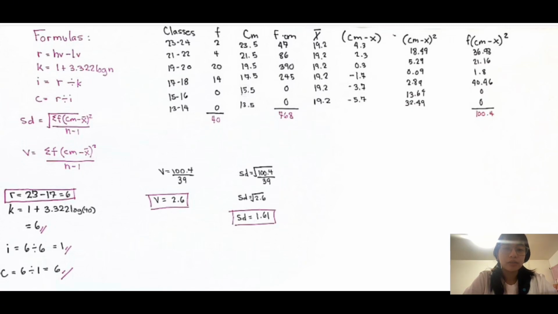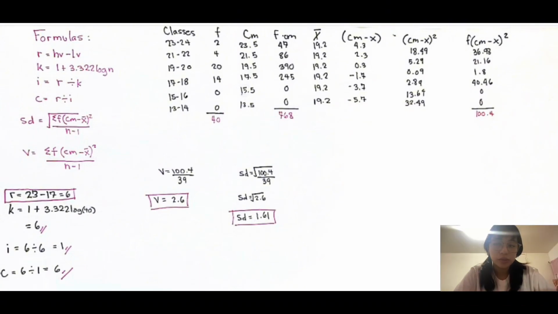So next, we have to find the mean. To find the mean, as mentioned earlier, we have to divide 768 by 40, and then we have here 19.2. So you just input 19.2 in this section, which is the mean. So moving on to class mark minus mean. This means we have to subtract 19.2 from the corresponding class mark. So we have here 23.5 minus 19.2, we will get 4.3. Another one, we have 21.5 minus 19.2, then we will have 2.3, and so on and so forth.